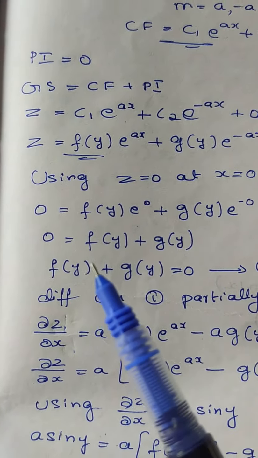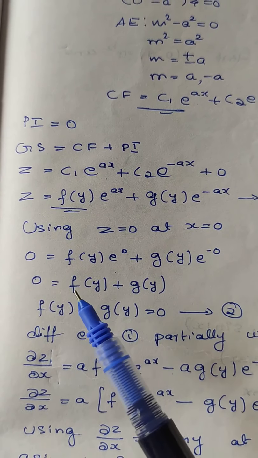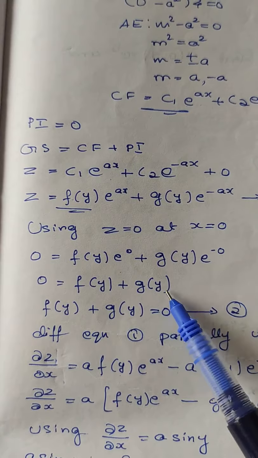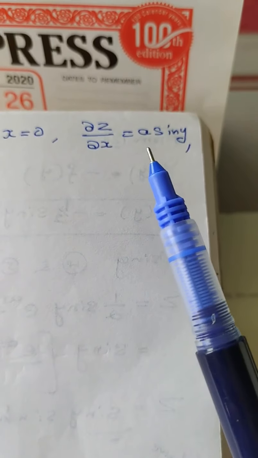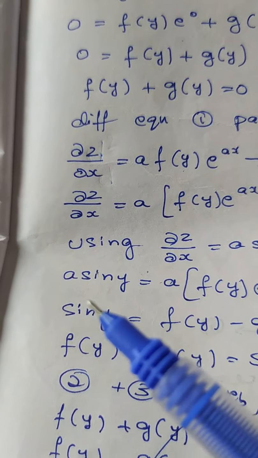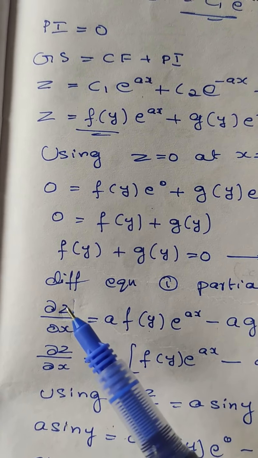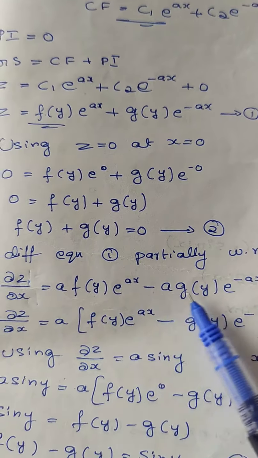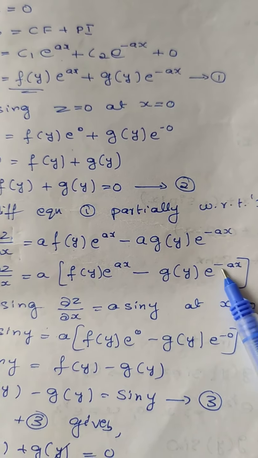Now apply the first condition. Z is 0 when x is equal to 0. Then we get f of y plus g of y is 0. This is your first equation. Similarly, to apply the second condition, what is the second condition? Dou z by dou x is equal to a sin y. To apply this, differentiate z with respect to x partially. After differentiating with respect to x, we get dou z by dou x like this.